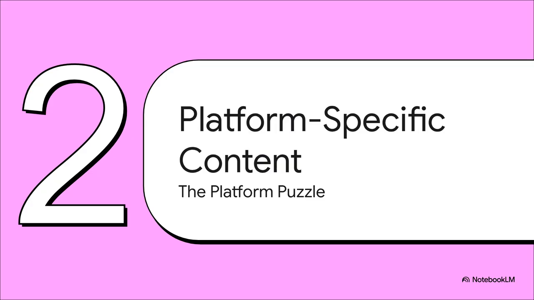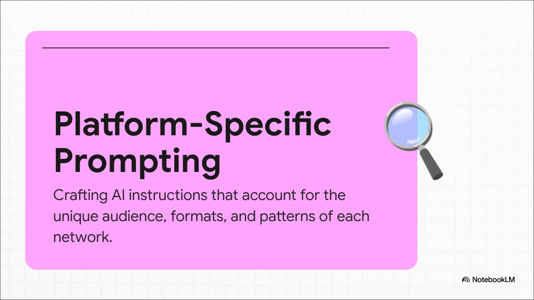So our first big hurdle is what the source material calls the platform puzzle. And you know exactly what this is. You can't just post a formal LinkedIn article on Instagram, right? Each platform has its own language, its own culture. So how in the world do you create content that feels totally native everywhere without completely burning out? Well, the solution is this really cool technique called platform-specific prompting.